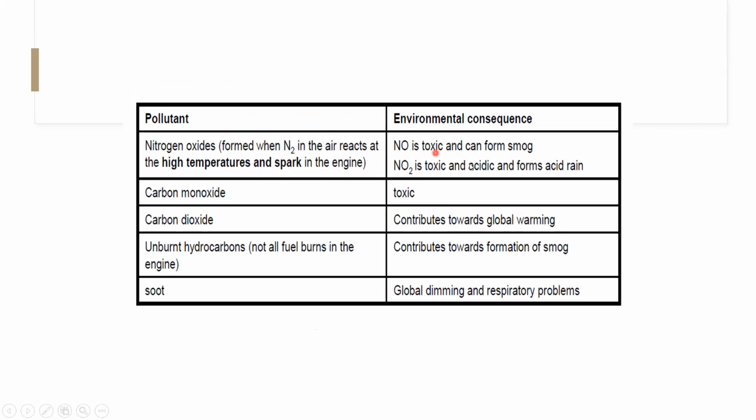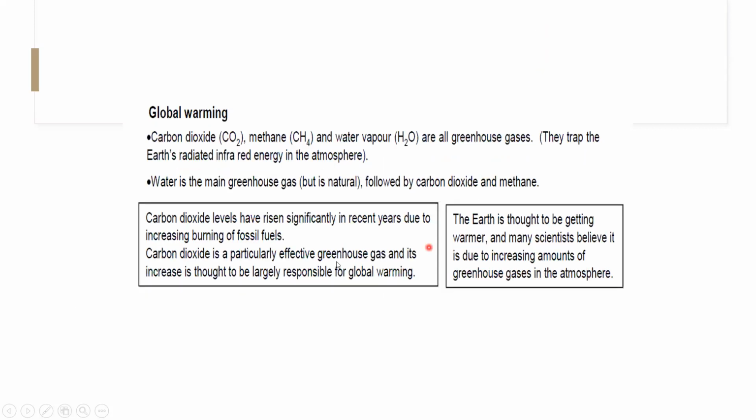An environmental consequence: NO is toxic and can form smog. Smog is a combination of smoke and fog. It can also produce acid rain because non-metal oxides are acidic oxides. Carbon monoxide is toxic and can cause death or suffocation. Carbon dioxide contributes to global warming. Unburned hydrocarbons, since not all the fuel burns in the engine, contribute to smog as well. And the unburned carbon soot that is produced can lead to global dimming or respiratory problems.